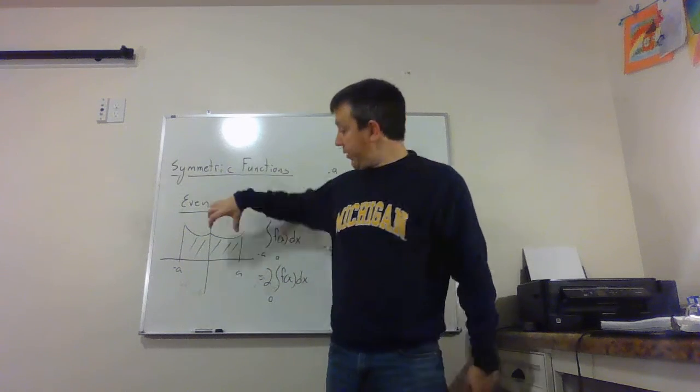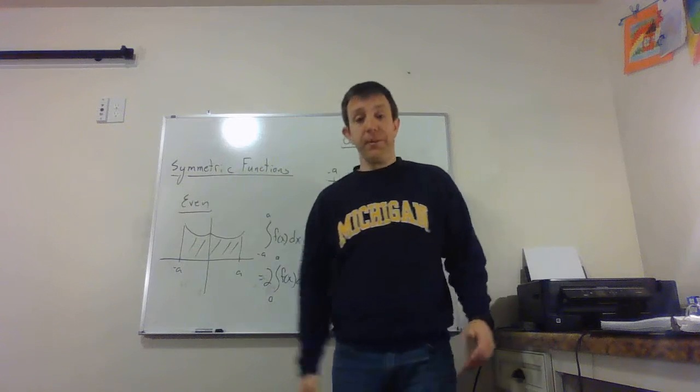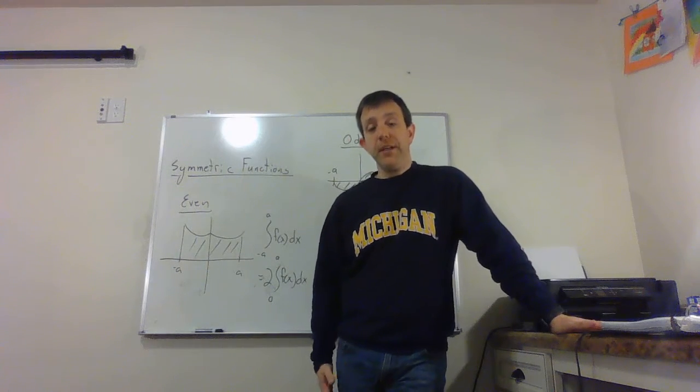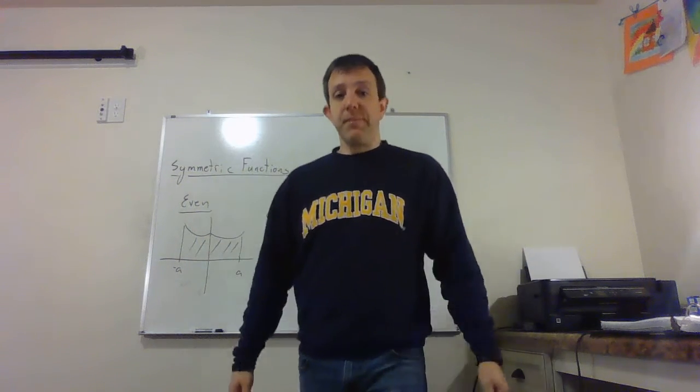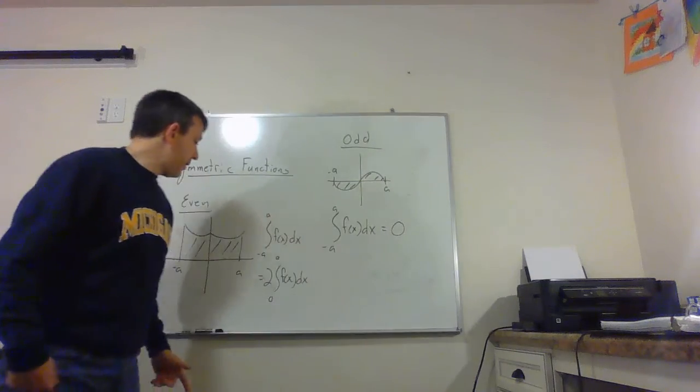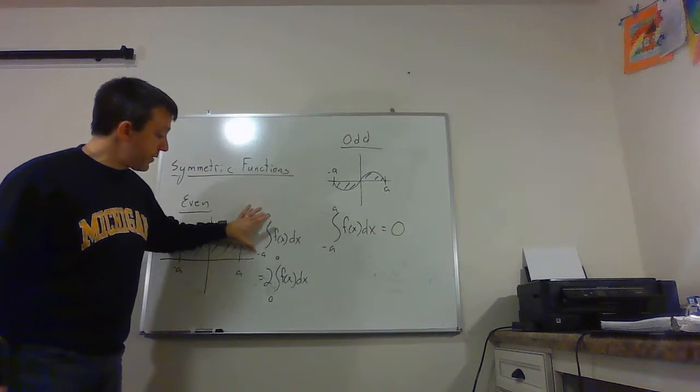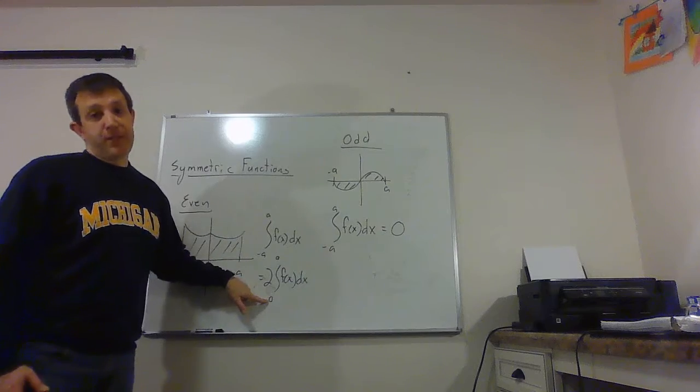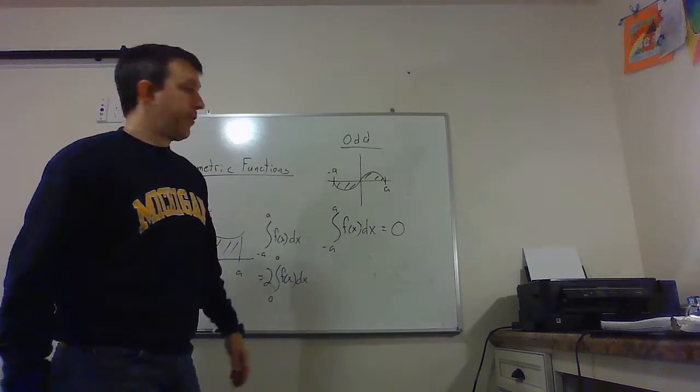Basically, the area under the curve over here on the right has to be equal to the area under the curve over on the left. And so, three cheers for symmetry. So we can simplify the integral just a little bit if we have this case, because let's face it, who doesn't like 0? We all like 0.